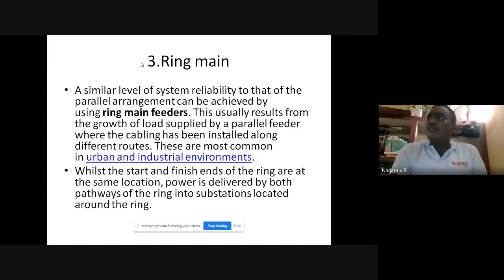Okay, you have some advantages and some disadvantages, but this type may be used for urban and industrial environments. It starts and finishes at the same point, like a ring or a loop, and power is delivered by both parts of the ring into the substations located around the ring.